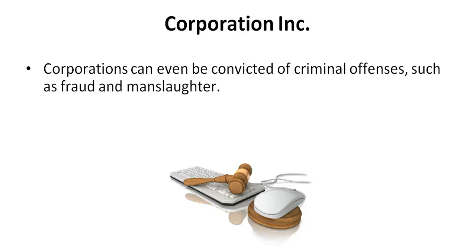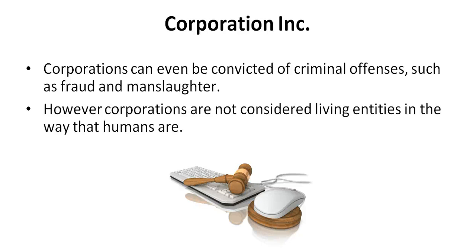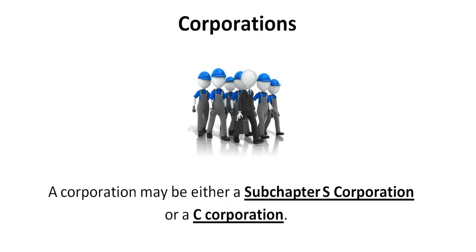Corporations can even be convicted of criminal offenses, such as fraud and manslaughter. However, corporations are not considered living entities in the way that humans are. A corporation may either be a subchapter S corporation or a C corporation.